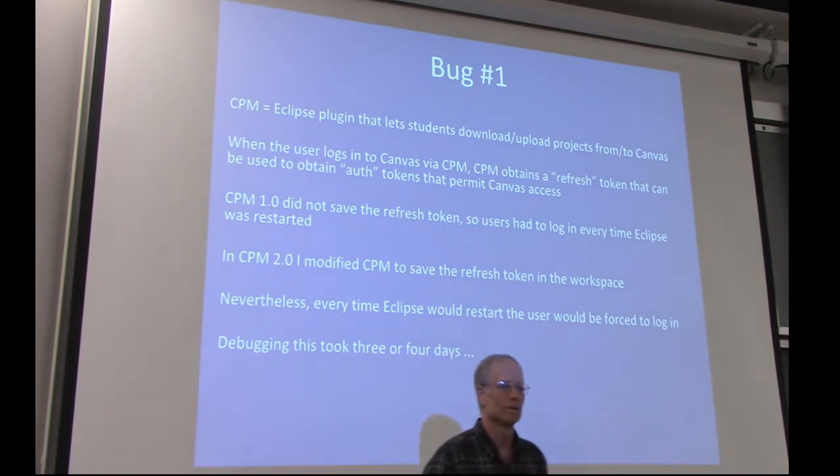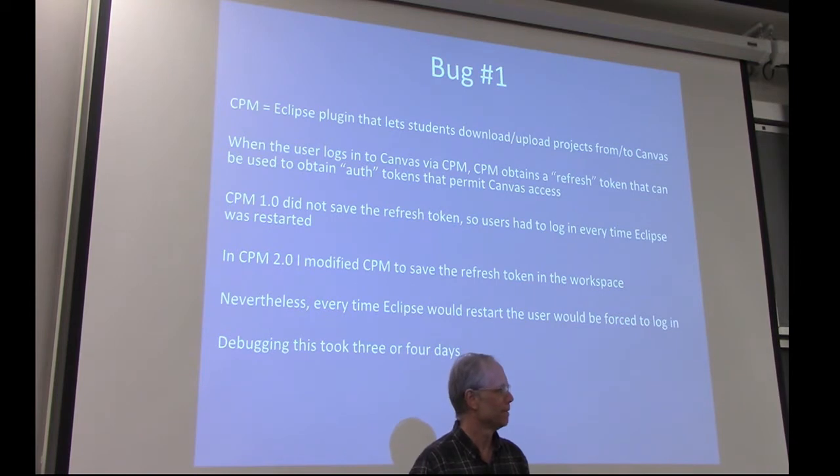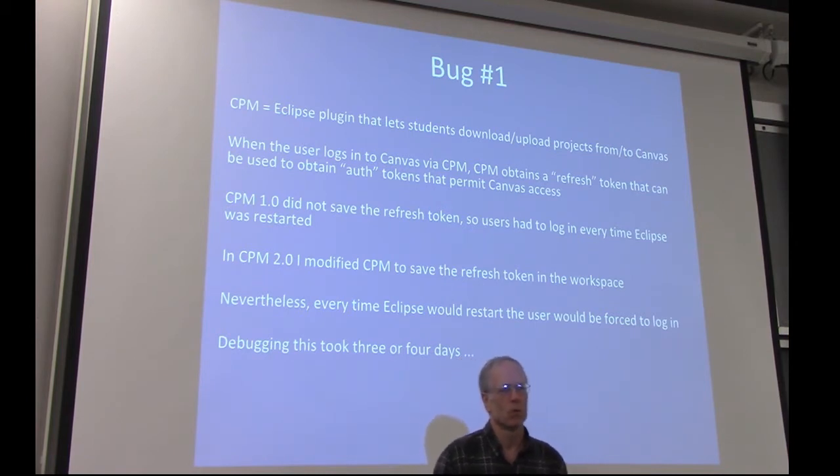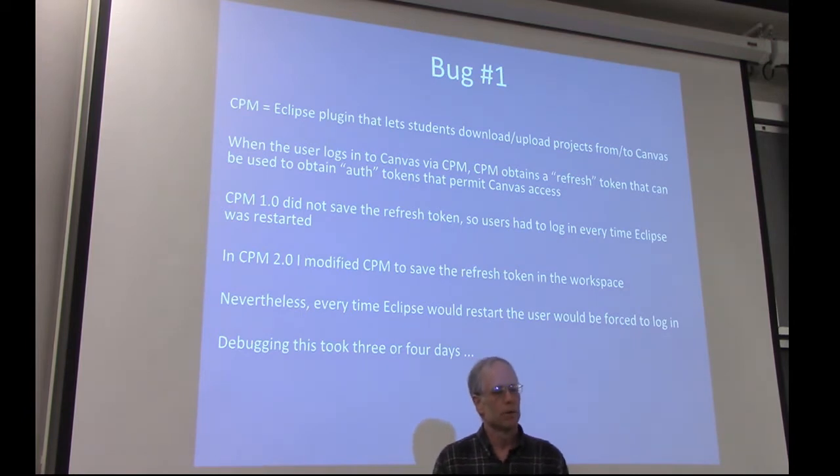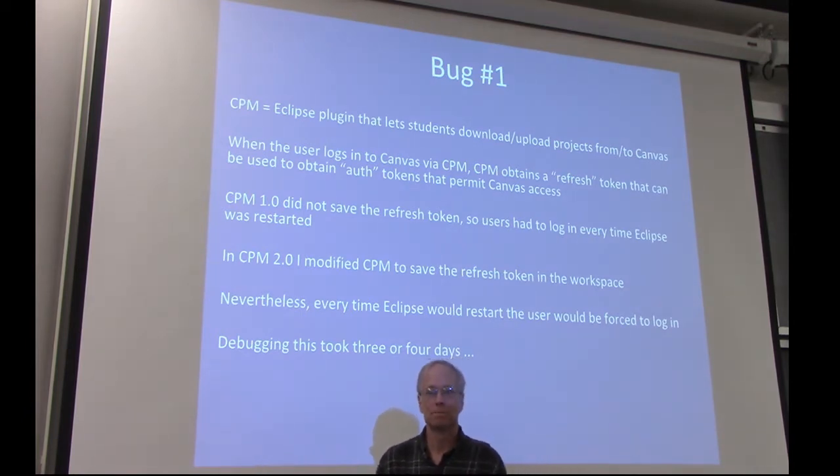So what do you think? Any ideas what caused this bug? Yeah? It was saving the hash code, not the string needed. Okay, you're saying it was saving the hash code, not the actual string. Nope, that wasn't it. Yeah? Was the refresh token expiring? Well, the documentation said it never expires.